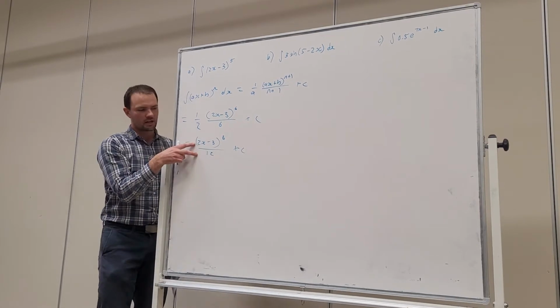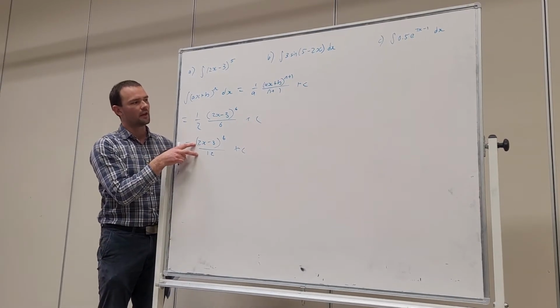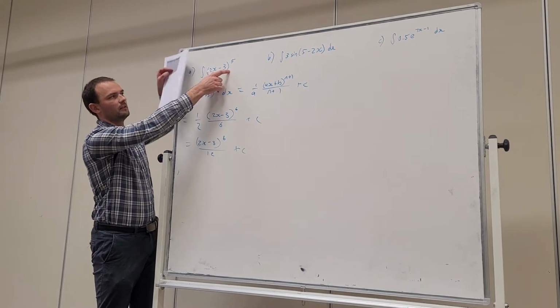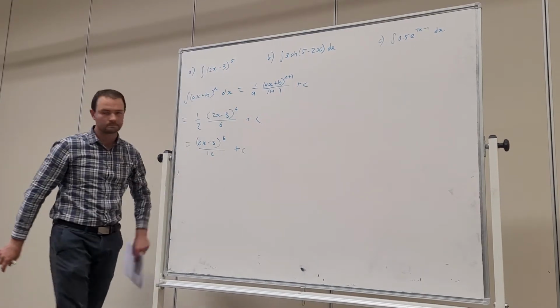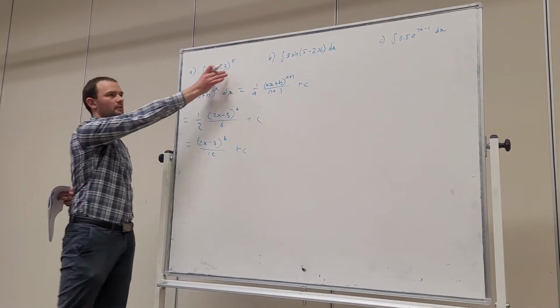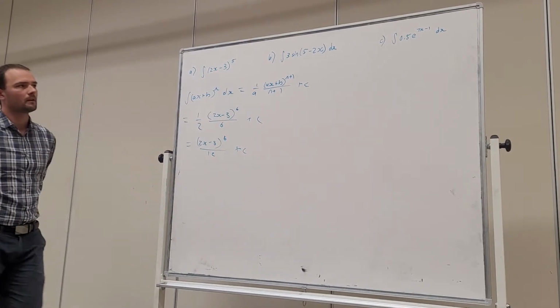If you differentiate this, then this is what you're going to get. 2x take 3 to the power of 5. Okay? If you integrate, this is what we're going to get.